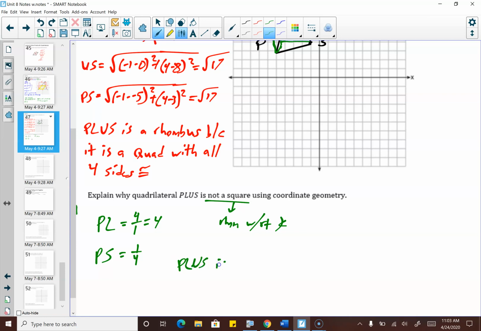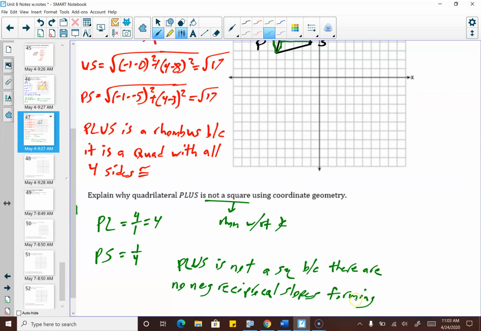Okay? So it's not a right angle. So PLUS is not a square because there are no negative reciprocal slopes forming right angles. Okay? So if there were negative reciprocal slopes, we'd have right angles, but since there are no negative reciprocal slopes, they're not forming any right angles. So therefore, we do not have a square.